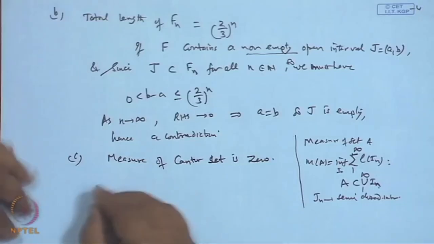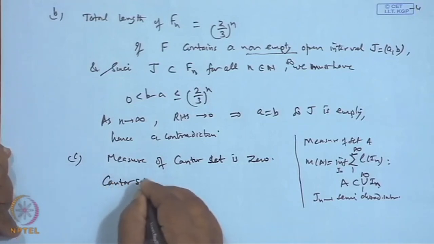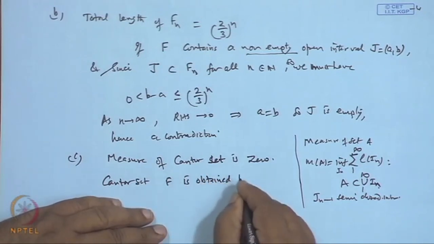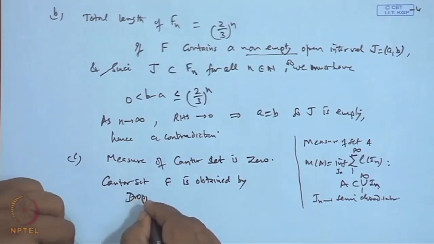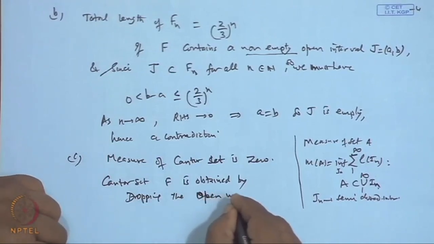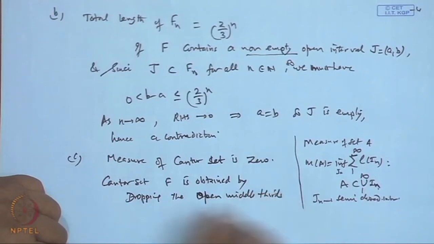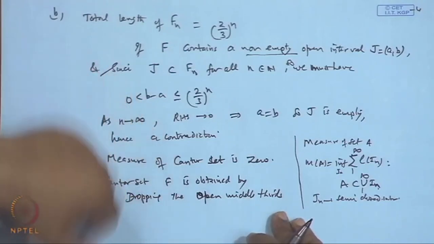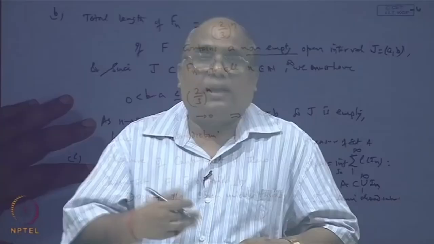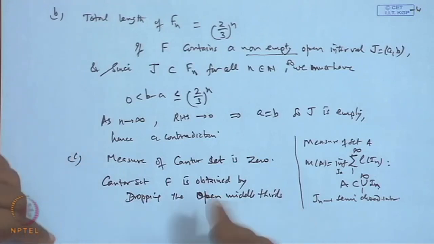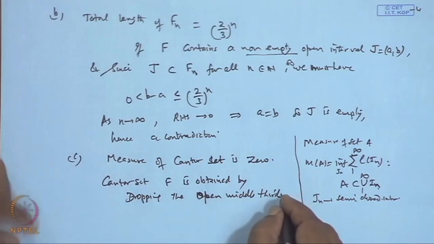Okay. The Cantor set F is obtained by dropping the open middle thirds. When you divide the whole closed interval into three parts, the open middle third you are dropping, so F is obtained by dropping this one. The remaining one is nothing but the Cantor set when n is sufficiently large, obtained by dropping successive middle thirds of this, is it not?